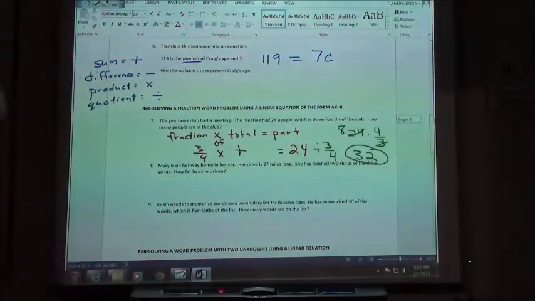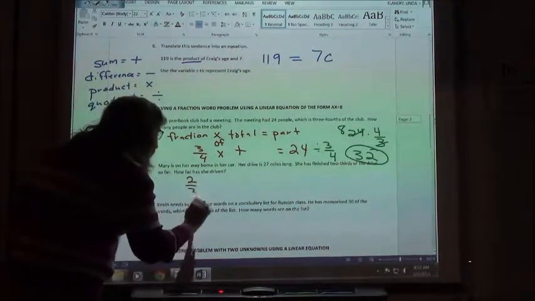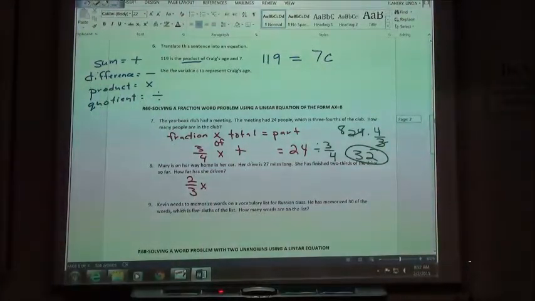Mary's on her way home in her car. Her drive is 27 miles long. She has finished 2/3 of the drive so far. How far has she driven? So, 2/3 is our fraction. Is that 27 miles the total length of her drive, or the part that she went so far?